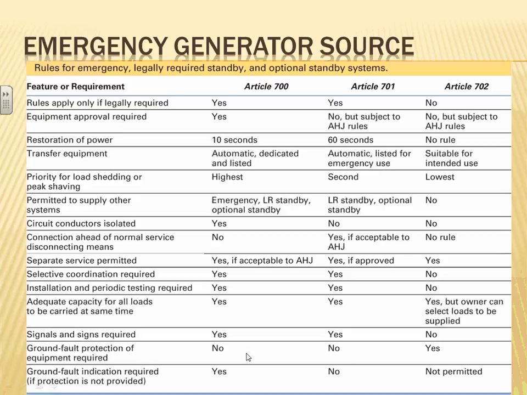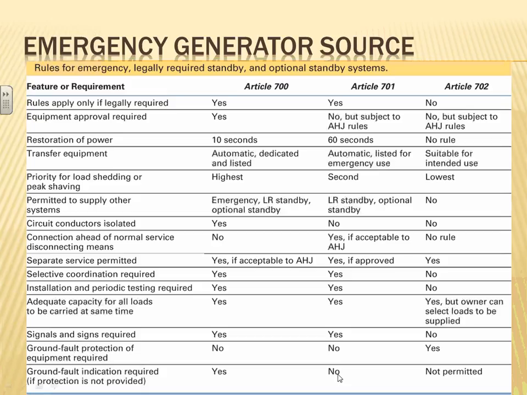Ground fault protection, you cannot put the ground fault protection tripping on legally required or emergency system feeders, though you have to put indication. When we have a ground fault protection, there are two levels. You can either alarm that you have a ground fault so the electrician can go take care of it, and that's what's required on both of them. This says no here.